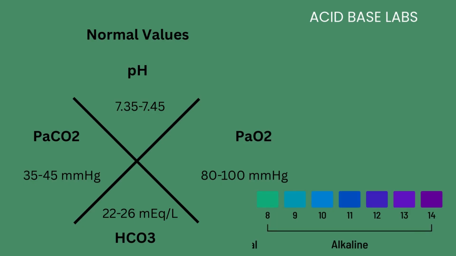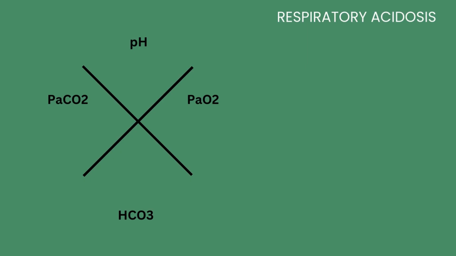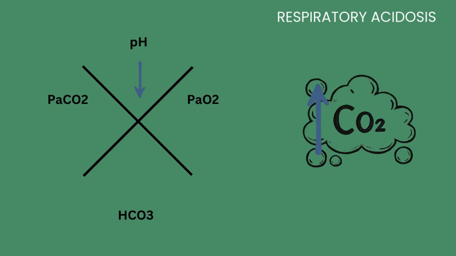From there, you determine whether the abnormality is respiratory or metabolic by looking at which value, PaCO₂ or HCO₃-, is primarily responsible. Respiratory acidosis occurs when the pH falls below 7.35 because carbon dioxide levels are too high. Here, the PaCO₂ is greater than 45 millimeters of mercury, representing the primary problem as the lungs are not exhaling CO₂ efficiently, which allows carbonic acid and hydrogen ions to build up, lowering the pH.